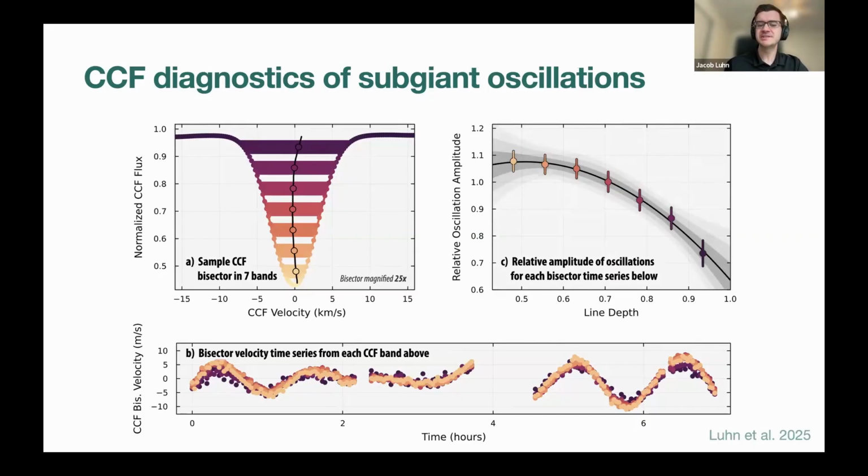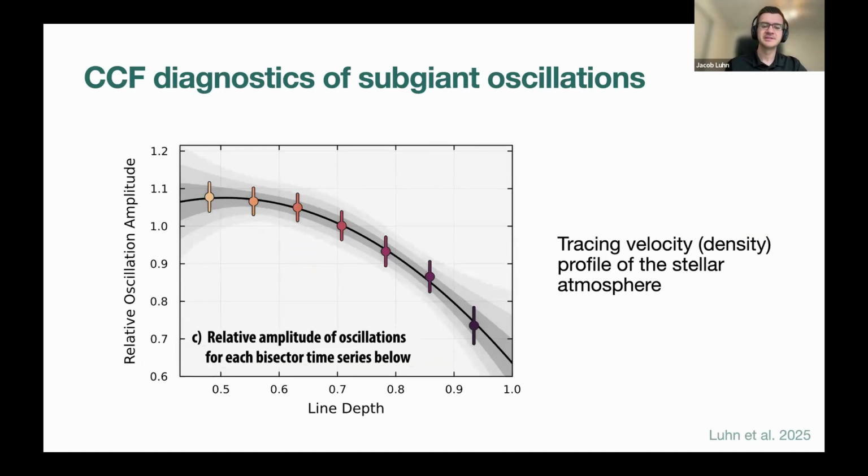And so what we're really seeing here is that the CCF is tracing the density profile of the stellar atmosphere, with larger velocities higher in the atmosphere where it's less dense. And so this is a really nice result for a subgiant star. And the next step is to confirm this with other stars.